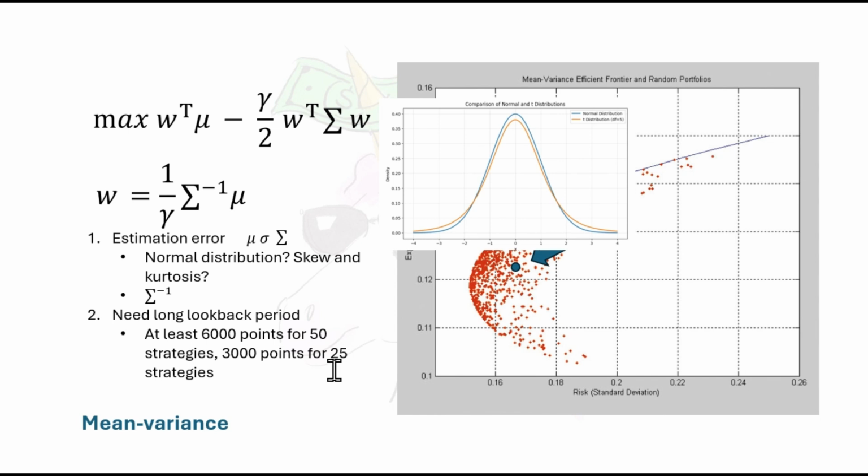To overcome that, you need to feed in more data to get a better estimation for your returns. Some research has shown that you will need at least 6,000 points for 50 strategies and 3,000 points for 25 strategies.